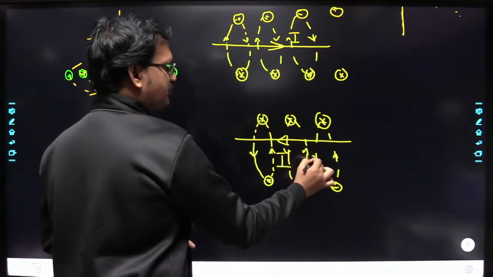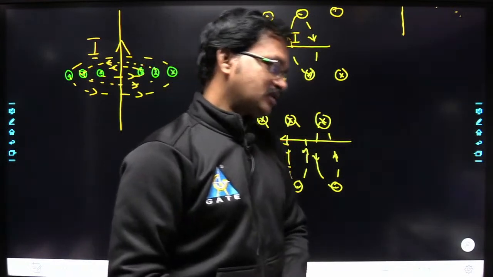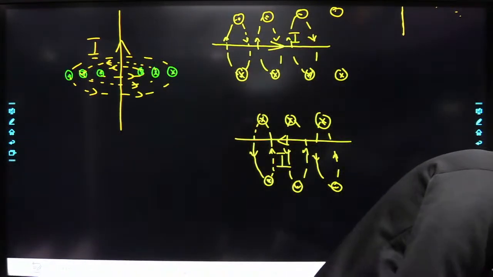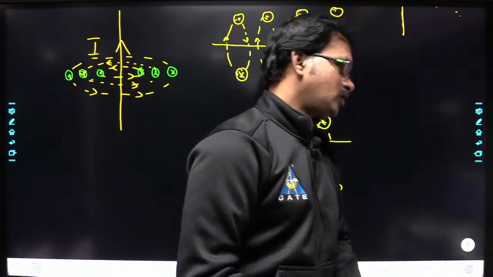So this is how the B field lines are going to circulate around the current carrying wire. I hope it is clear here. Yes or no? Okay.